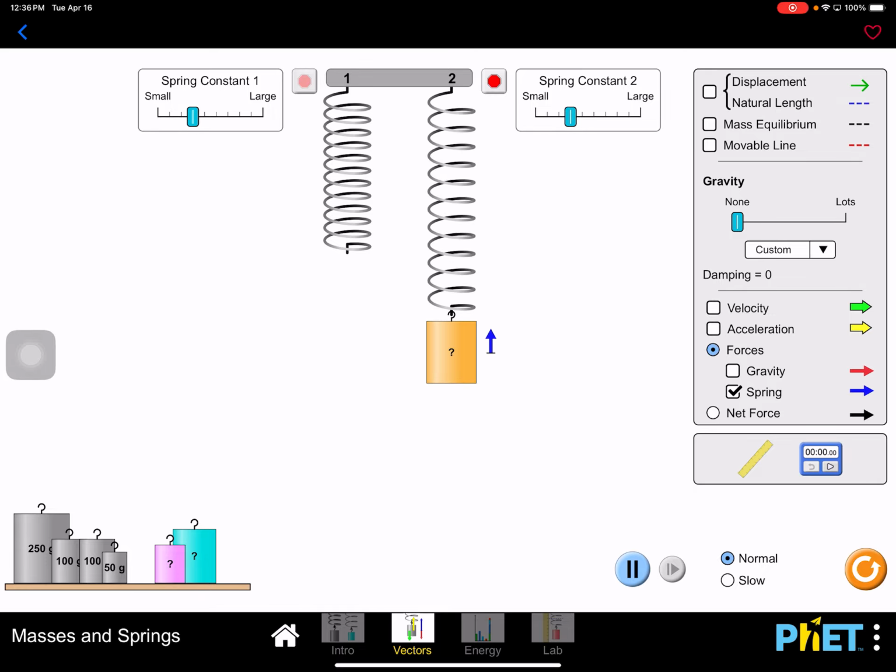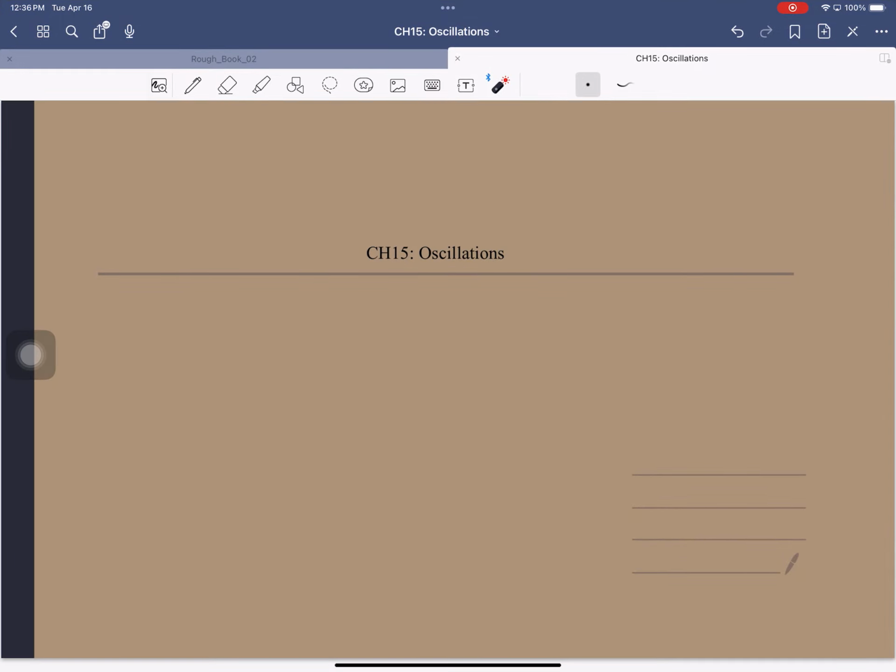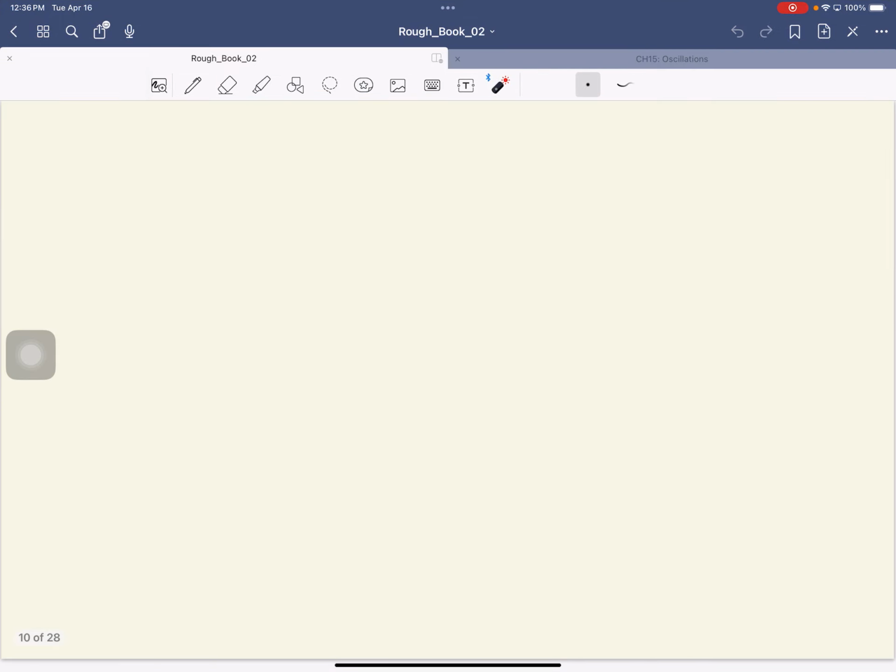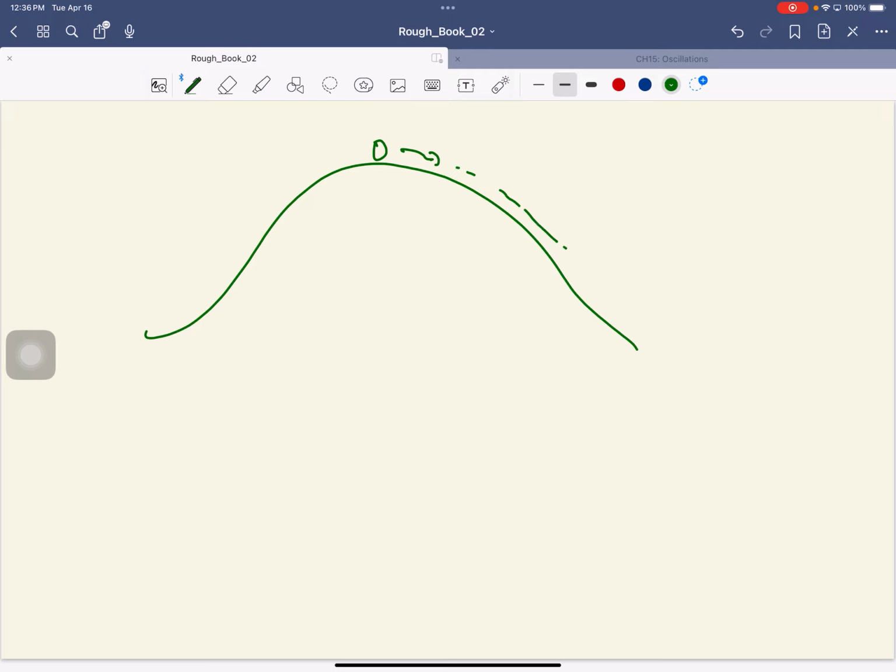So for instance, let me give you a counterexample. Let's say you have a marble on top of a hill. You disturb it, the force of gravity will pull it away, not bring it back to the equilibrium position. On the other hand, if you're in a valley, the same force of gravity is a restoring force now. So for something to oscillate, what you need is a restoring force.